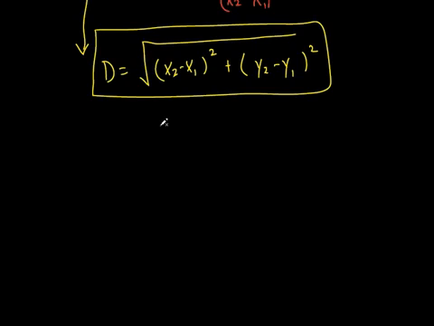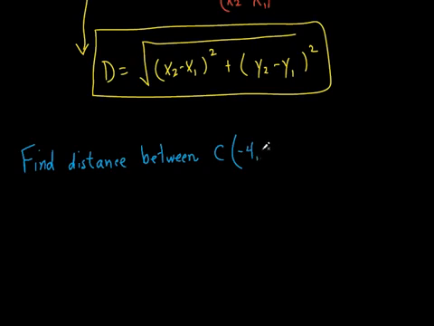All right, and we'll just start right here. It says find the distance between, let's see, they put point C, and they tell you where point C is located. It's -4, -6. So this time they actually tell you the coordinates of that point. And point D, they tell you the coordinates of that as well. It's 5, -1. All right?